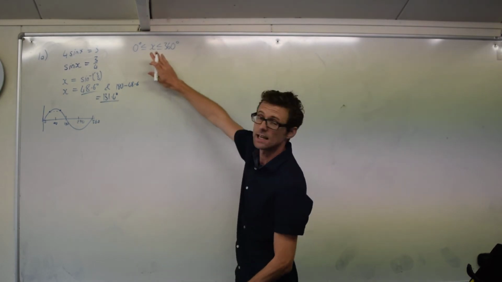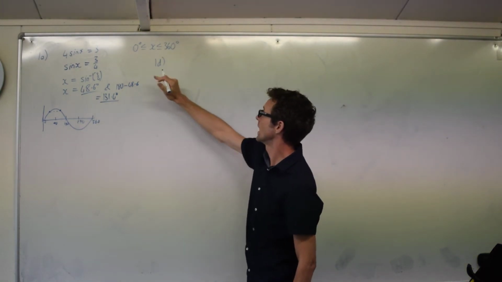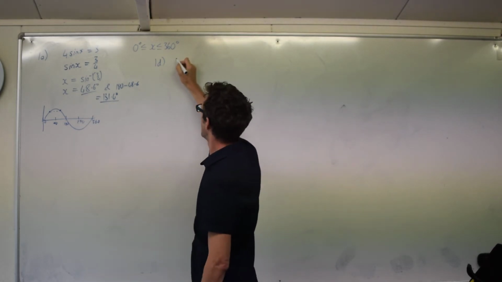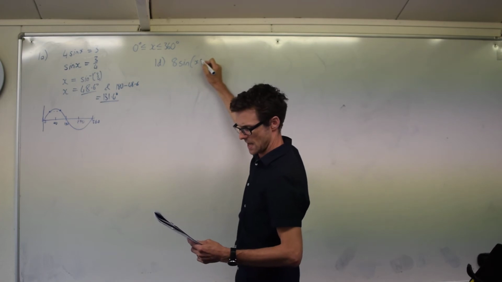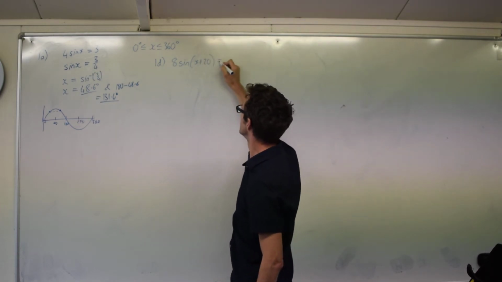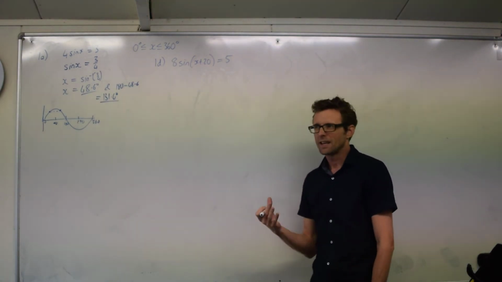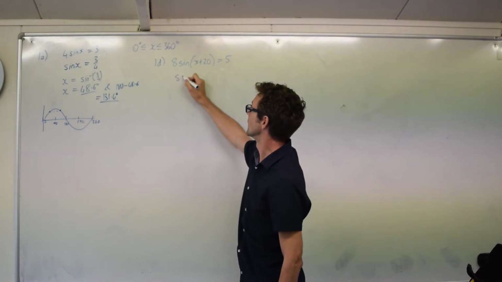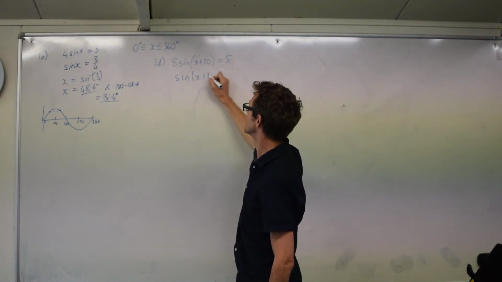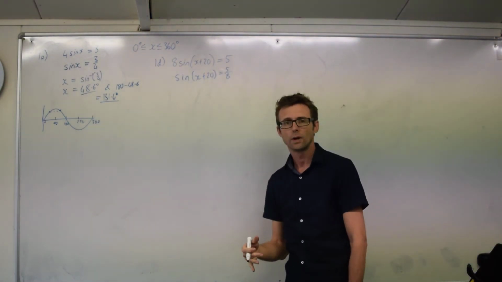Okay, so again we're going to use the same range. 1d says 8 sine x plus 20 is equal to 5. First step, what do you think? What are we going to do first? Well, get rid of the 8. So I'm going to have sine x plus 20 is equal to 5/8. What are we going to do now? Have a think.